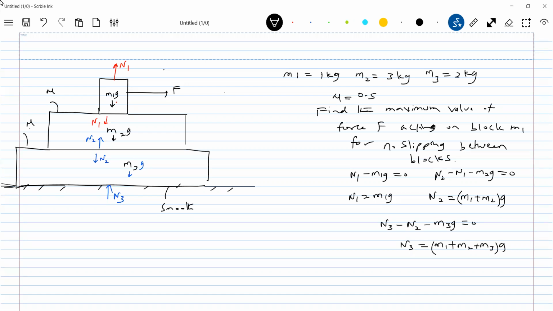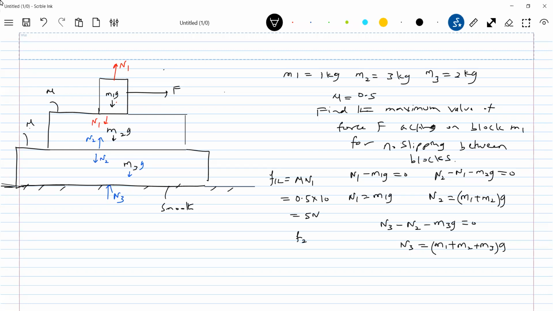Let's calculate the limiting frictions at surface 1, 2, and 2, 3. What is F1L? Now, before jumping into the problem, I think we should have the limiting frictions, to cross-check whether what we assumed is right or wrong. So they should be equal to mu N1. Value of mu is 0.5. N1 is 10, so 5 Newton.